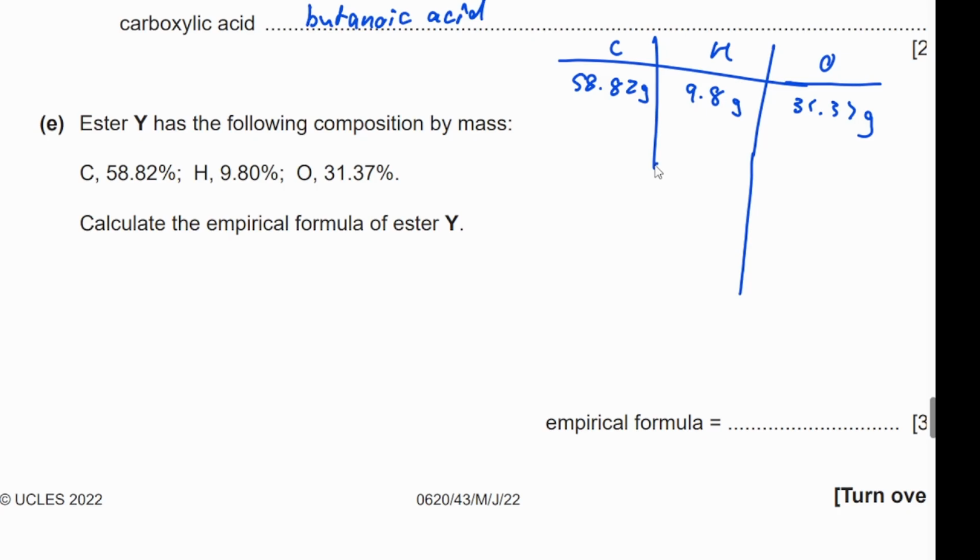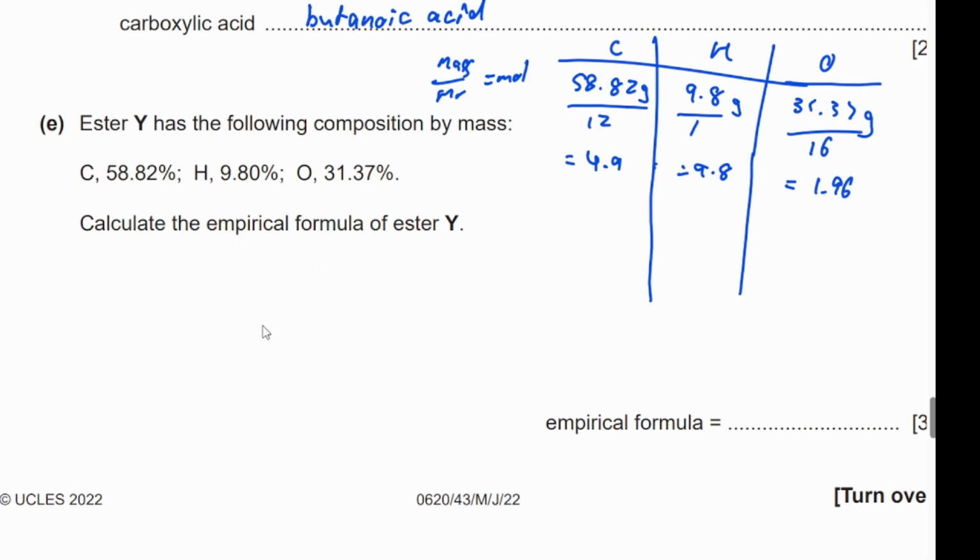So the first step, how to find moles? Use the mass-mole formula. So mass over Mr equals mole. So you divide everything by Mr. In this case, you divide by 12, divide by 1, divide by 16. So you would get 4.9, 9.8, and 1.96.